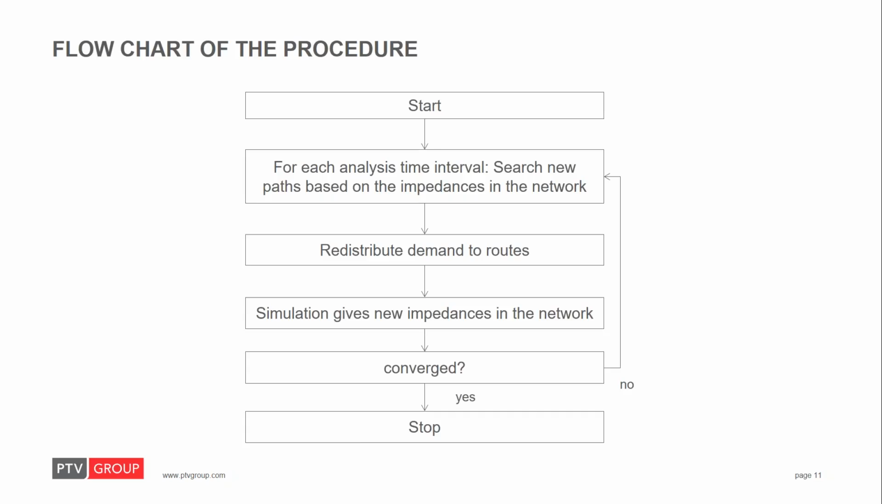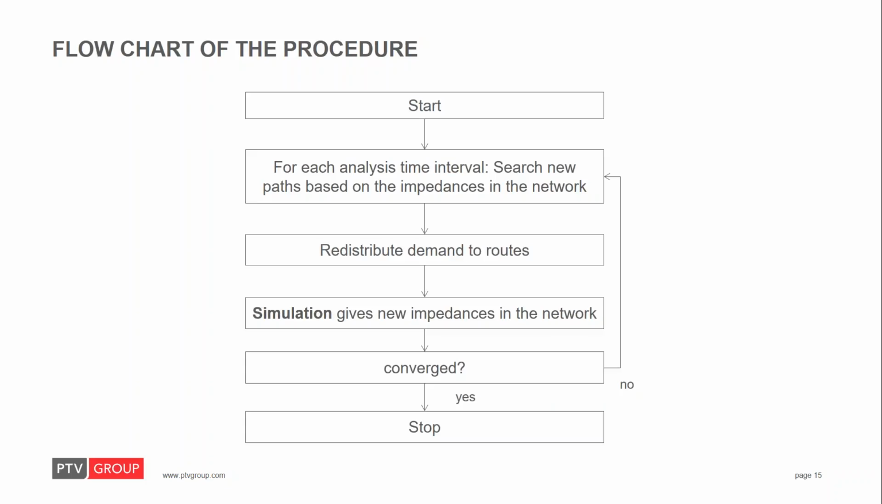So as I said, the assignment method is dynamic. That means the assignment period is divided into several time intervals. This also means that impedances have a time preference, and then the assignment starts with the shortest path search. This search gives paths for each time interval. Then the demand is distributed or redistributed to routes, and this is also done per time interval because demand and also impedances of paths can vary over time.